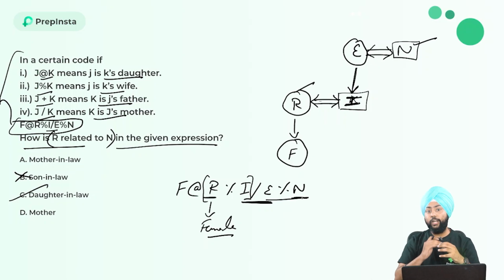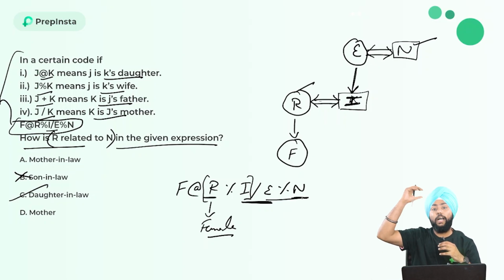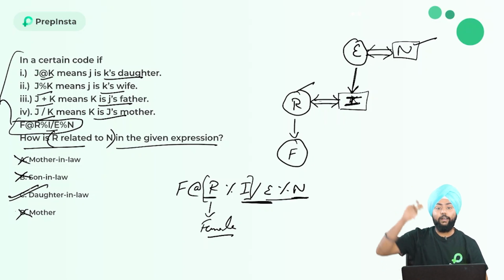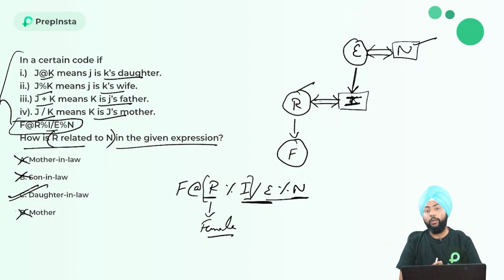R will be at the lower hierarchy of the family tree and N at the higher hierarchy. So R cannot be mother, because R should be at the lower hierarchy. Mother-in-law is also not possible for the same reason. The only thing left is daughter-in-law, which is the lower hierarchy relative to N. This is a shortcut way of solving the problem without even drawing the family tree. You see how smartly these TCS people have made this question. People who know the shortcut approach can solve the problem in seconds.